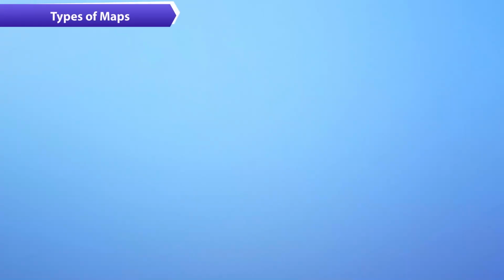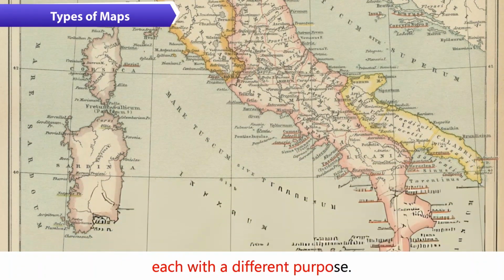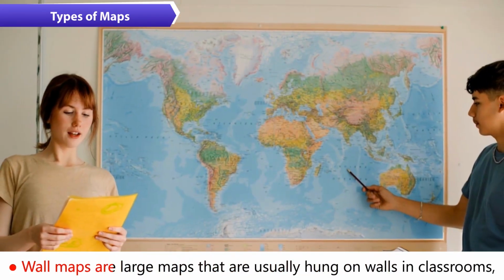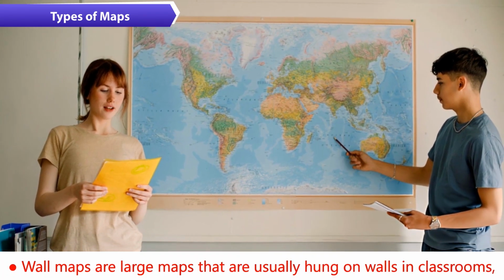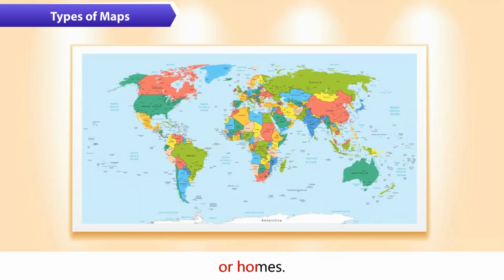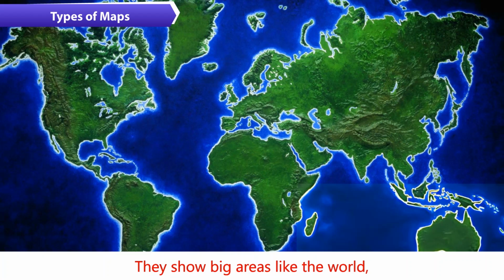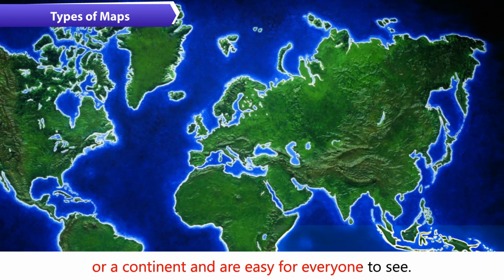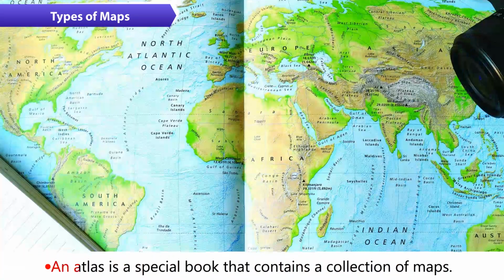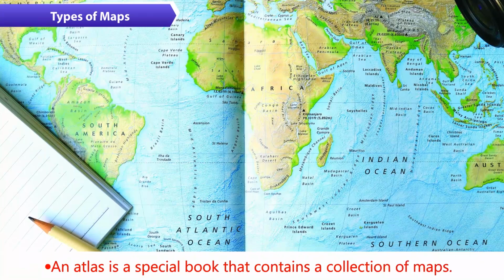Types of maps. Maps come in different forms, each with a different purpose. Wall maps are large maps that are usually hung on walls in classrooms, offices, or homes. They show big areas like the world, a country, or a continent and are easy for everyone to see. An atlas is a special book that contains a collection of maps.